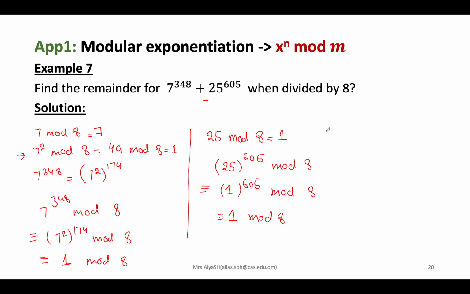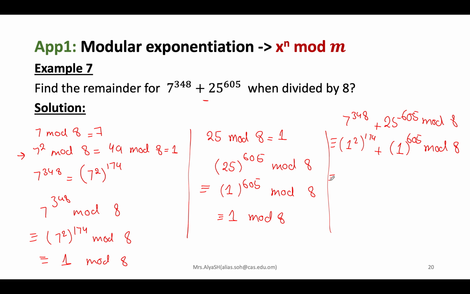Okay, now we know that 7 to power 348 plus 25 to power 605 mod 8 is congruent to 1 square to power 174 plus 1 to power 605 mod 8, and this equals 2 mod 8. So the remainder is 2.